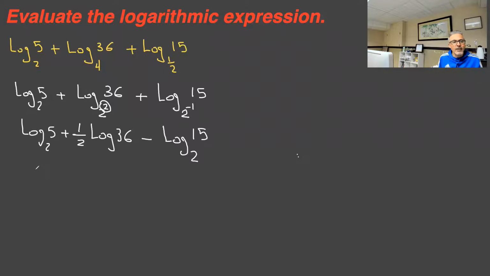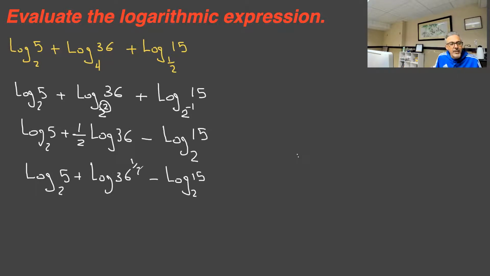Now you could combine the logs. You cannot combine the logs yet. Sorry, I meant you gotta raise the powers. So when you have a 1/2 in front of the log, you could just bring it up on top of the 36. So plus log 36 to the power of 1/2 minus, and that's just log base 2, 15.